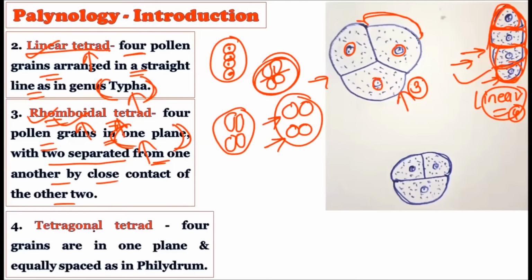Okay. See the fourth one, it is called the tetragonal tetrad, in which the four grains are in one plane and equally placed, as in Philodendron. Okay, in the Philodendron genus, you will find such an arrangement in which there are four pollen grains. They are all in the same plane and they are equally spaced. Okay, equal space lies between them. If you measure the space between any two pollen grains, you will always find it similar. So in the tetragonal tetrad, you will find four pollen grains arranged in one plane, and equal space is present between them. Such a tetragonal tetrad is found in Philodendron.